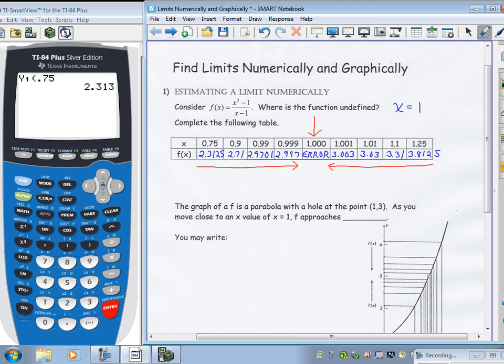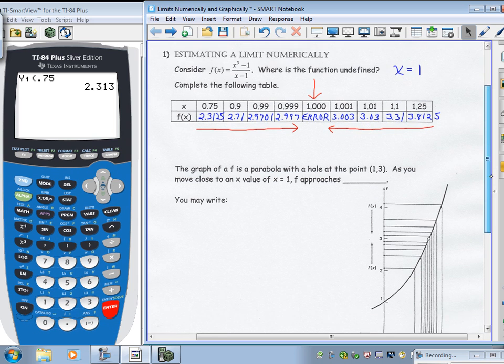So what y value would you think you'd be approaching from the left and the right? 3. Would you agree, everybody? Being really, really close to 3? So 3 is actually your limit in this case, and you can tell by looking in the table. Let me scroll up just a little bit.